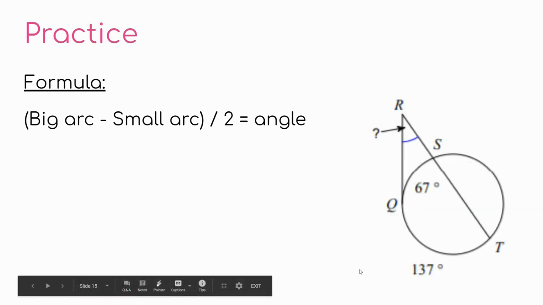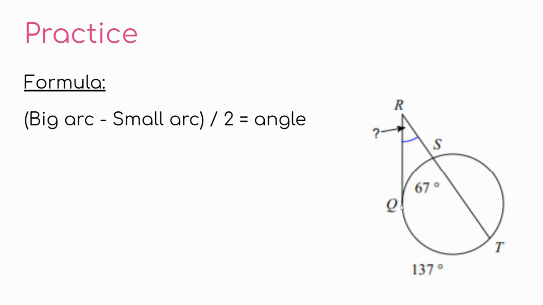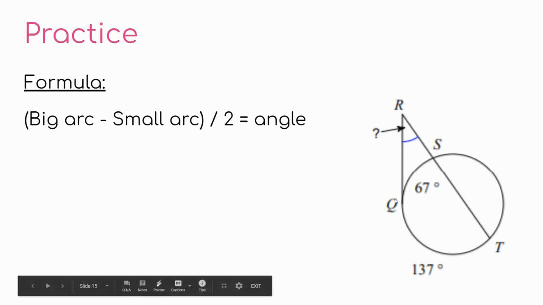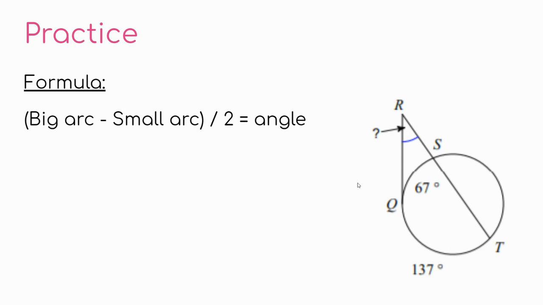Here's a problem that looks similar to those. You'll notice we've got RT is a secant. It's intersecting twice. But RQ is technically a tangent. So this wouldn't be a secant-secant. This would be a secant-tangent. But it's going to act the same way. It has the same exact formula. Big arc minus small arc divided by 2 equals angle. Treat it the same way.